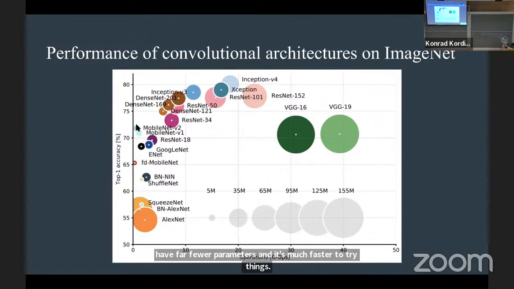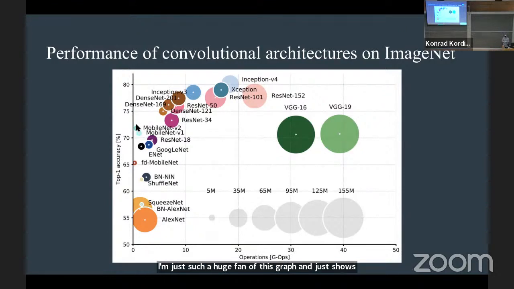And this graph, I'm just such a huge fan of this graph. It shows this whole old history of convnets in one graph, that I think really tells us why things are happening the way they are. You can easily see why MobileNet v2 and FD MobileNet are really popular. They're tiny and they're fast to train.